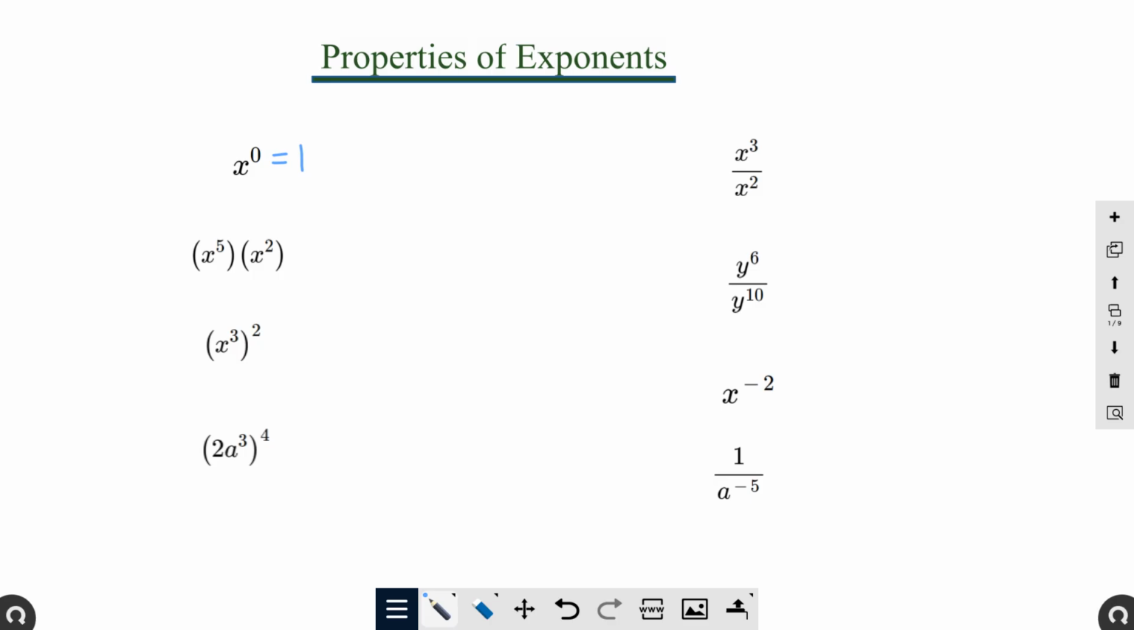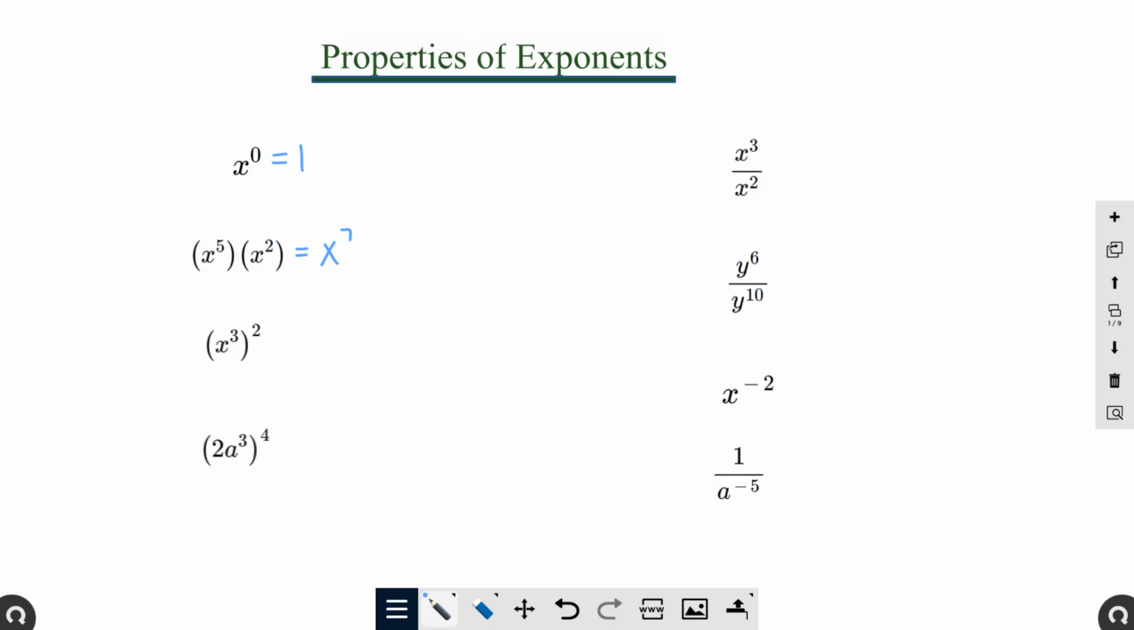If you ever get confused about that, you can type it in your calculator. Pick any number that you want, put it to the 0 power, and you get out 1. What about x to the 5th times x to the 2nd? X to the 7th. That's right, we do add them.